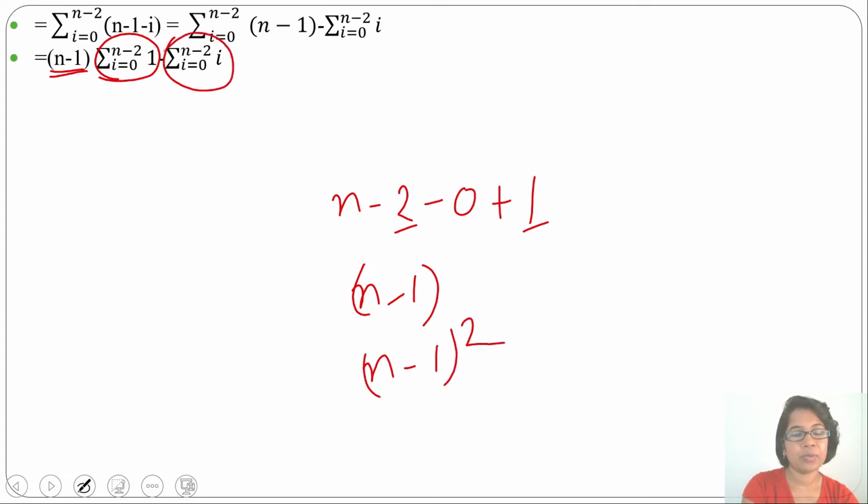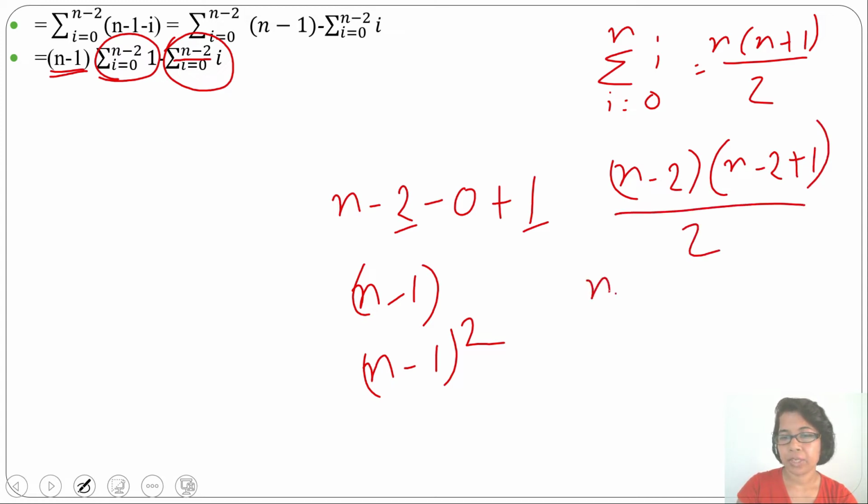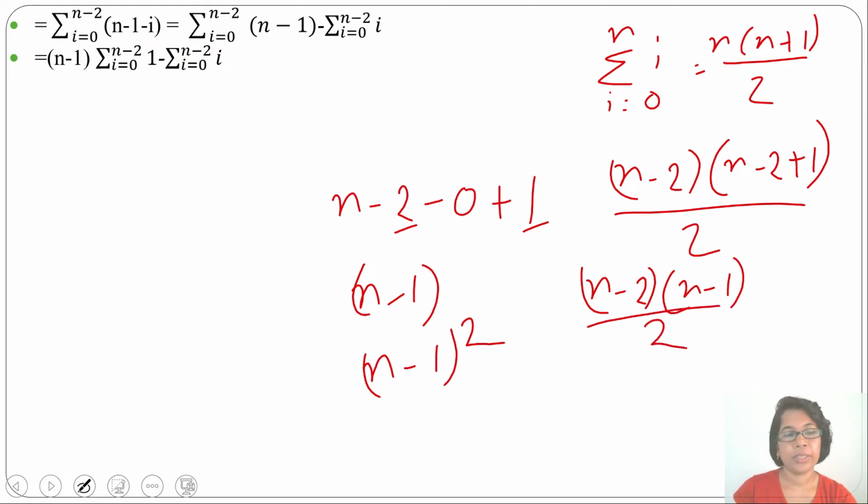Next we will evaluate this. We know the formula: the sum of i ranging from 0 to n of i is nothing but n into n plus 1 divided by 2. And here it is given n minus 2, so we'll write n minus 2 in place of n, then n minus 2 plus 1, so (n minus 2)(n minus 2 plus 1) divided by 2. After simplification we'll get (n minus 2) multiplied by (minus 2 plus 1), it will be minus 1, so (n minus 1) divided by 2.